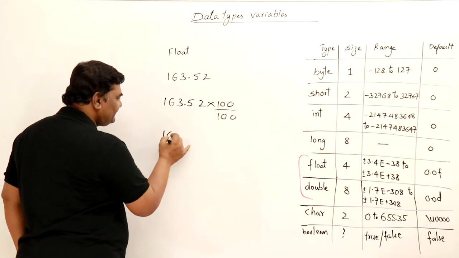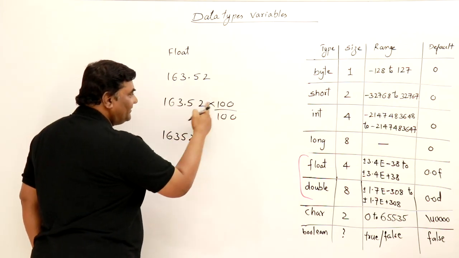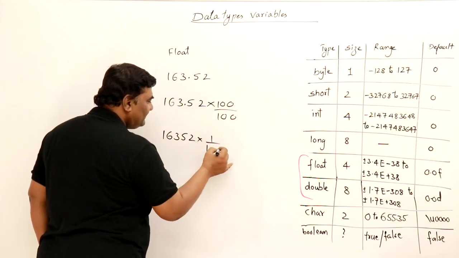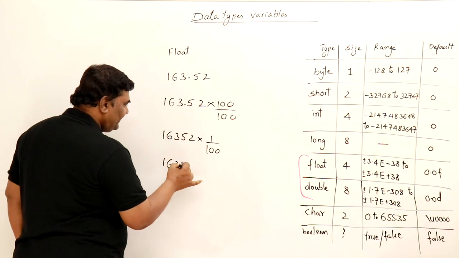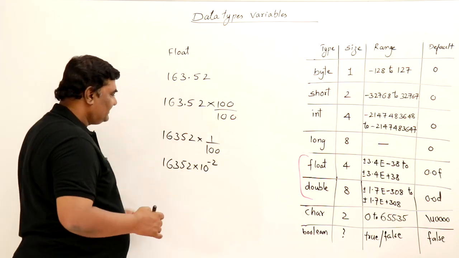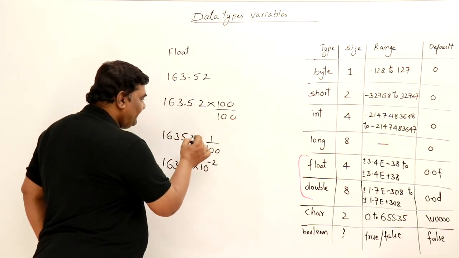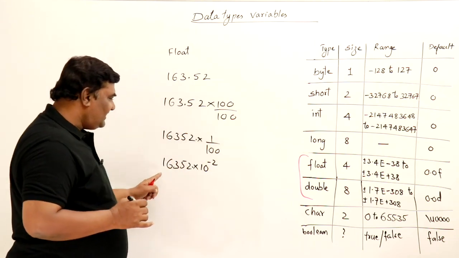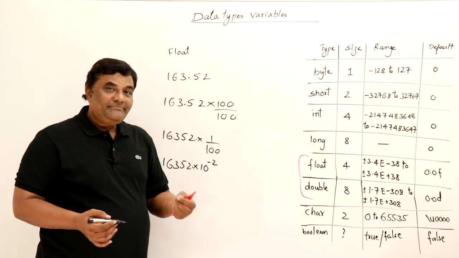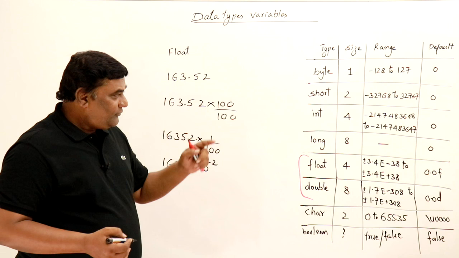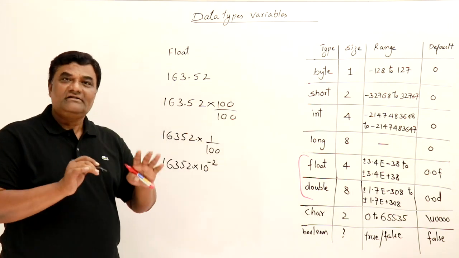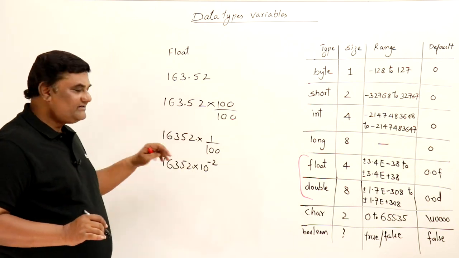So this becomes 16352. When you multiply it by 100, the decimal moves out, and then this is 1 by 100. So this is 16352 into 10 to the power of minus 2. Now we don't have to show the decimal, it is understood that it is after the last non-zero digit. So floating point numbers don't really store the decimal in memory, but they represent a decimal number. This is how they represent it.